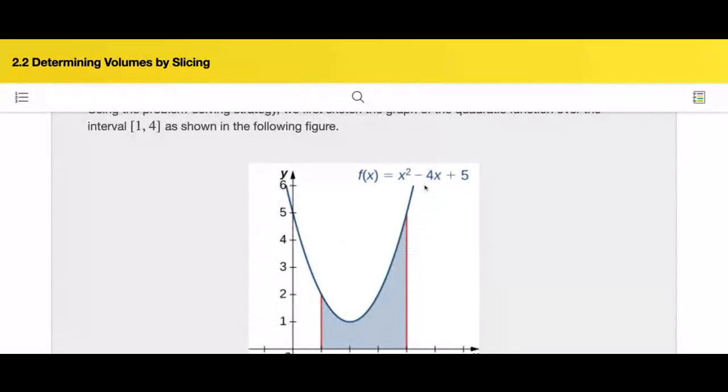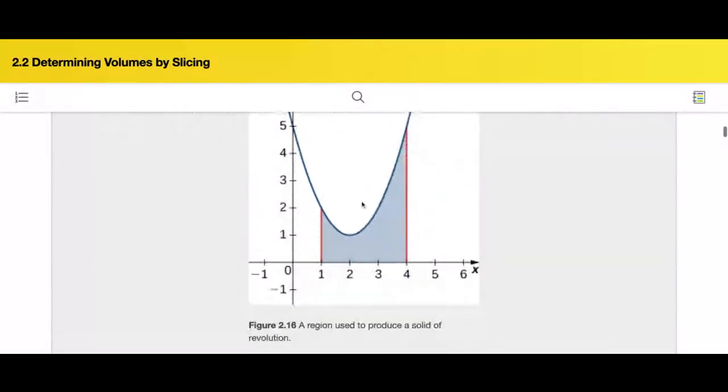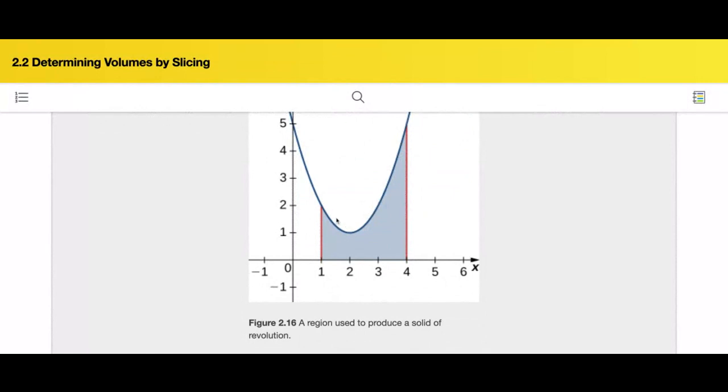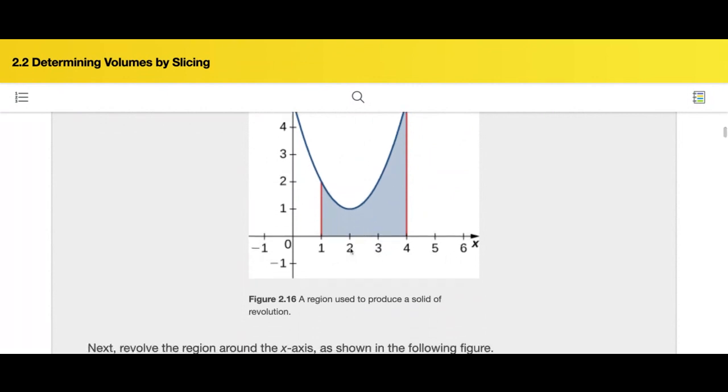So this is the function f(x), an upward parabola. When we have the function, the area under this from 1 to 4 gives us this shaded region. When we rotate this piece around the x-axis, you see we make a 360 degree turn. Now the section, we cut this vertically. We cut through vertically.